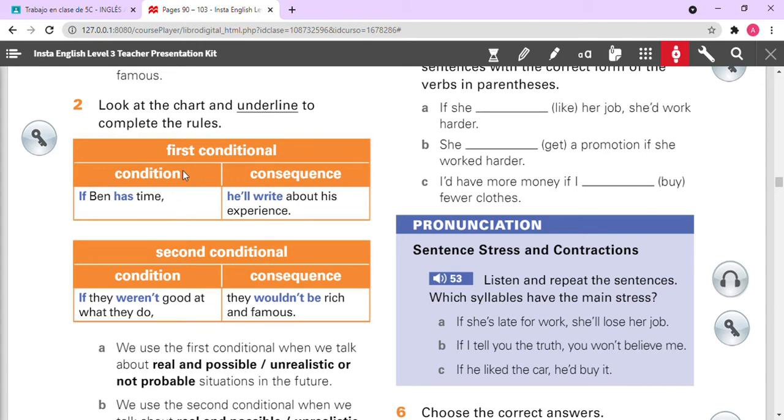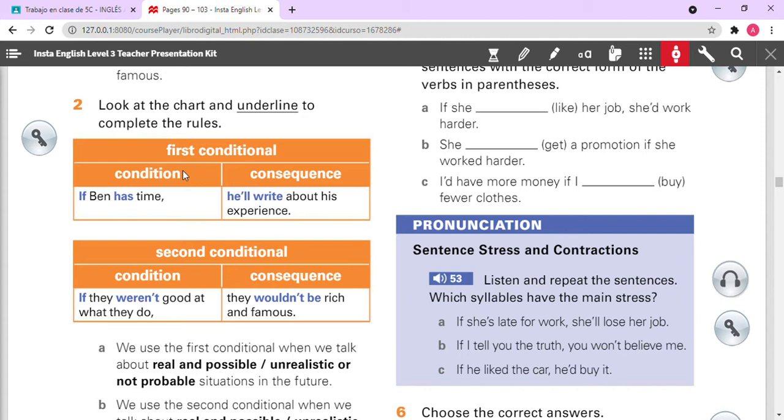I told you, I don't remember my example. Well, let's see. If I get 80 in my English course, the consequence: I will tell my parents, or I will be very happy, or I will keep on studying like this. First conditional.